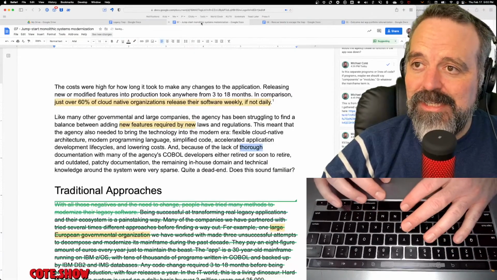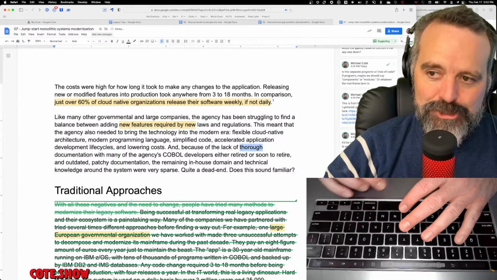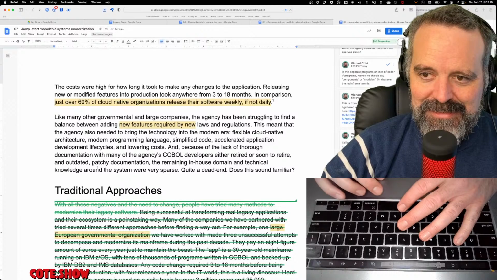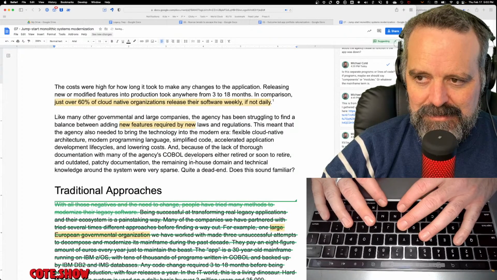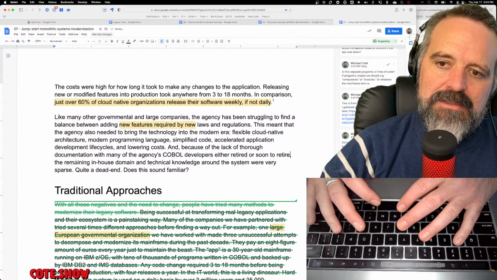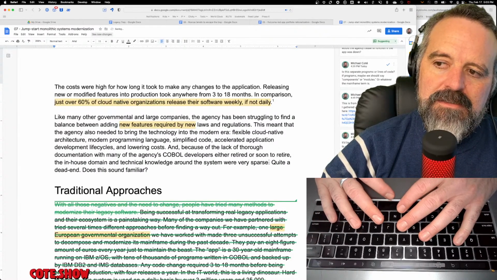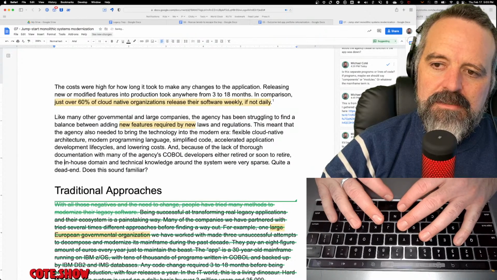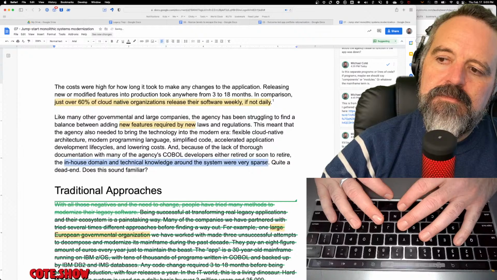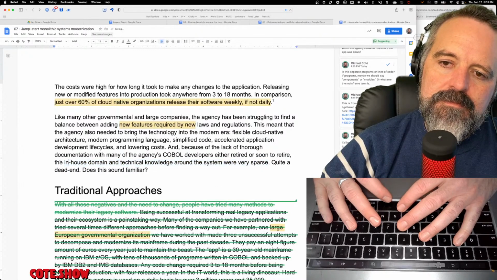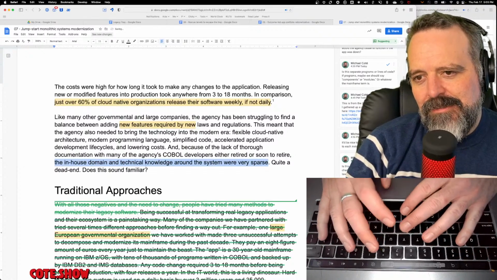That's one of the pleasures of writing: you go along and look up words, do a little research. Retire, soon to retire, and the remaining in-house domain technical knowledge around the system. Right. So now we can move this. In-house. I like this, the in-house domain.